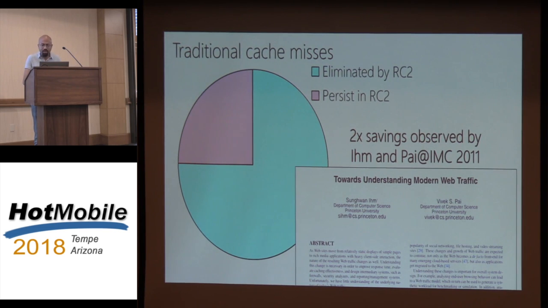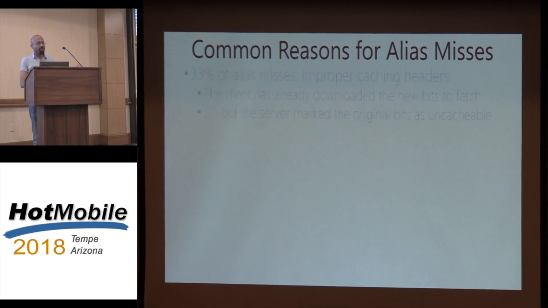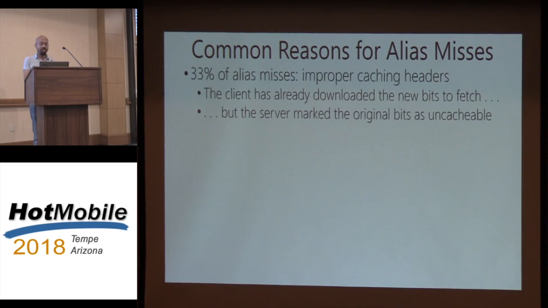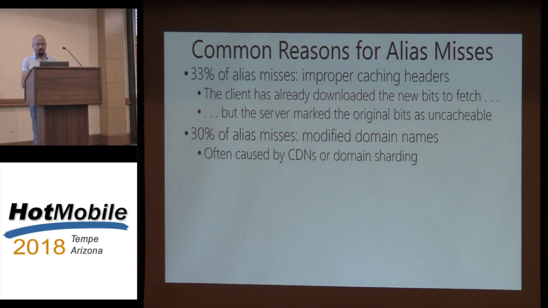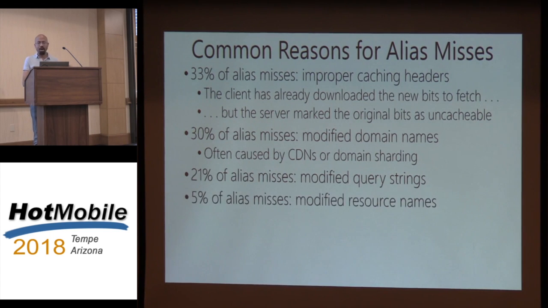So what exactly do those misses look like? Well, let's see. 30% of those unnecessary alias misses involve improper caching headers. The server said that an object shouldn't be marked as cacheable, but it actually was fetched again by a client later on. 30% of those alias misses are caused by modified domain names. This can be caused by things like CDNs or domain sharding, things like that. 21% of the alias misses are caused by modified query strings, and 5% are caused by modified resource names. But if you only remember one thing from this slide, it should be this.